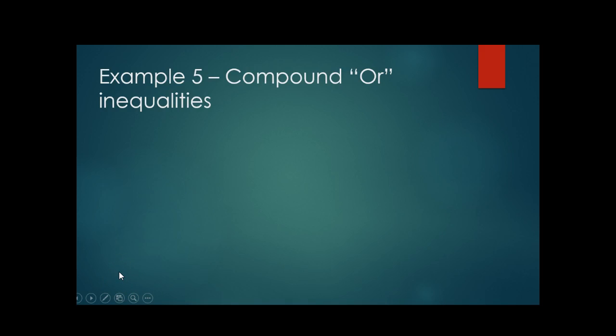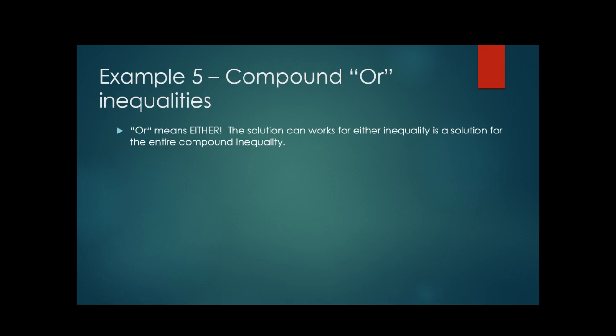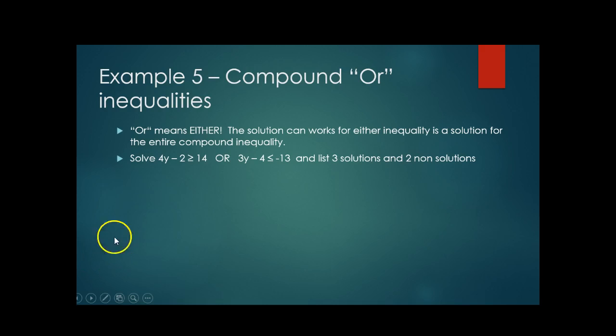Last example, we're going to look at compound "or" inequalities, which means either. The solution, if it works for one, it works for the entire thing. One or the other, or it could work for both. Both works also. So either kind of includes "and", but it adds on one or the other. So a solution to this set would be anything that we could plug in here, or anything you could plug in here, or you could plug it into both. They don't have to be both. It could be both, but it doesn't have to be. It could be just this one or just this one.